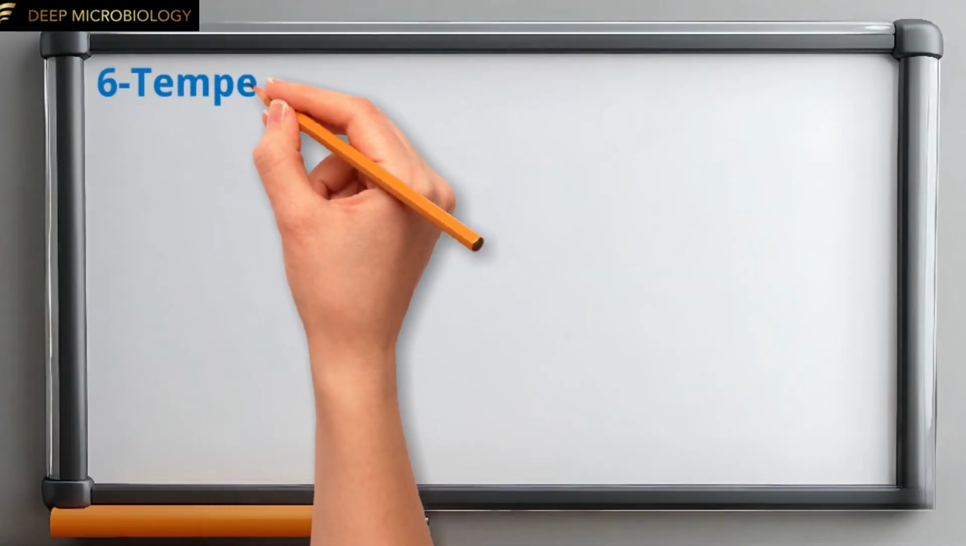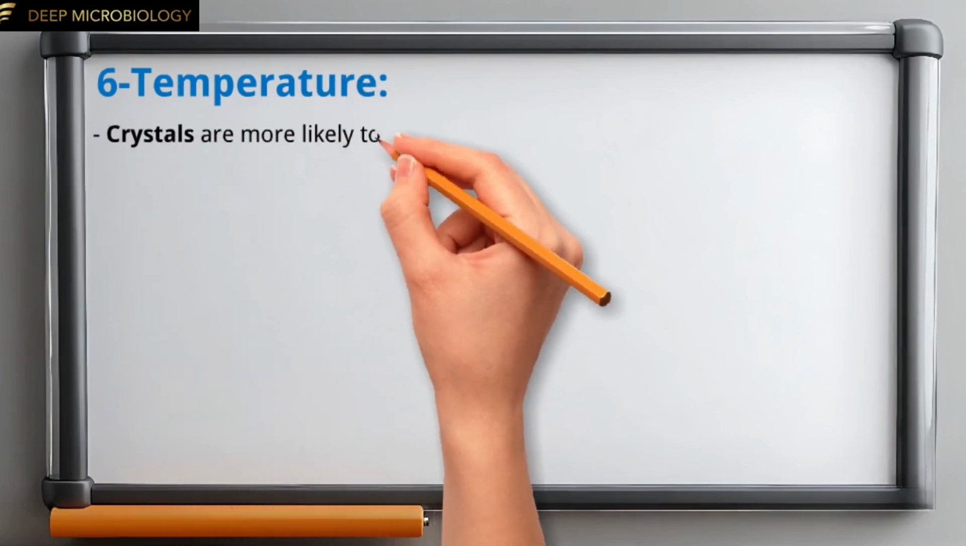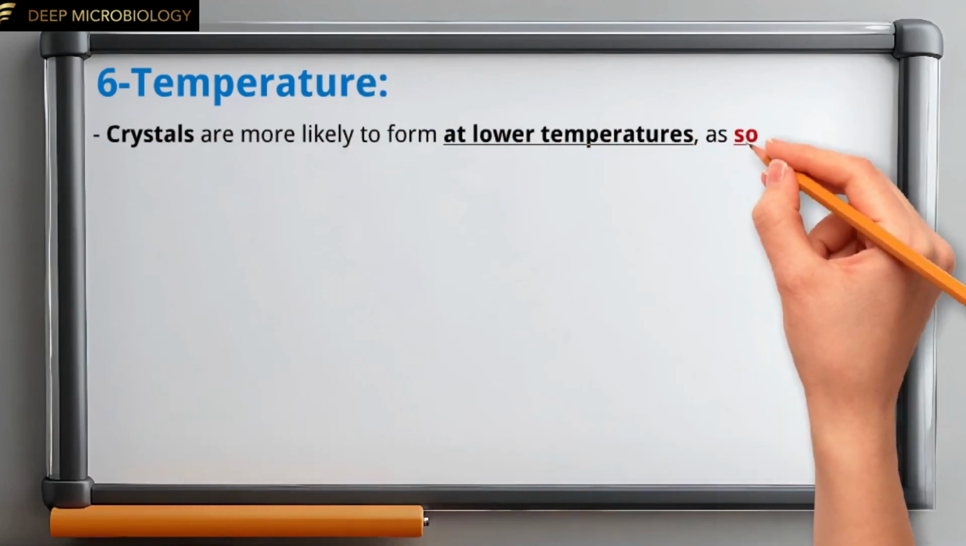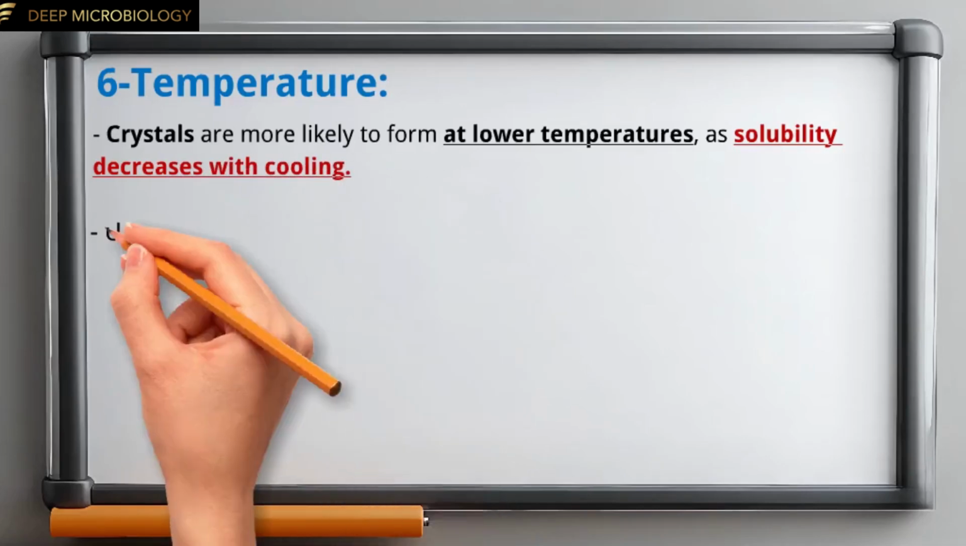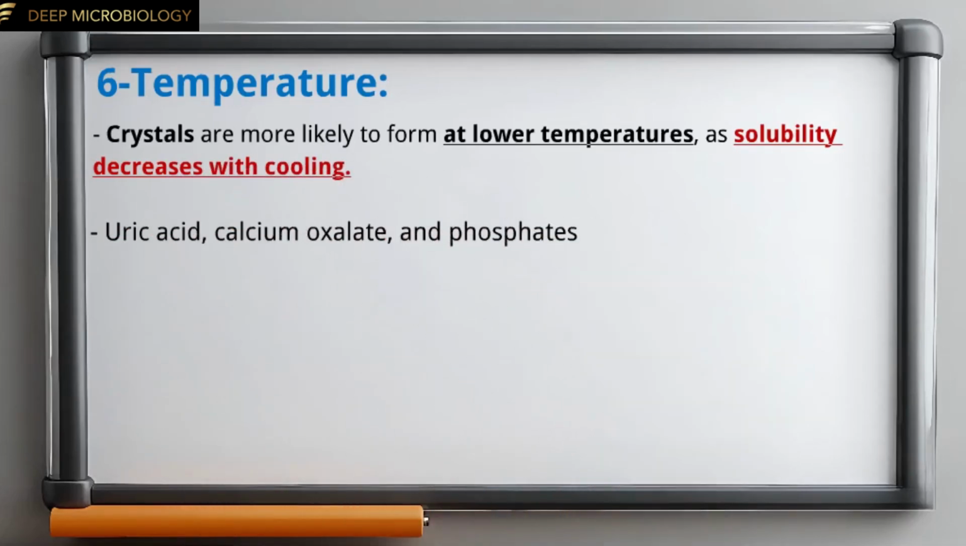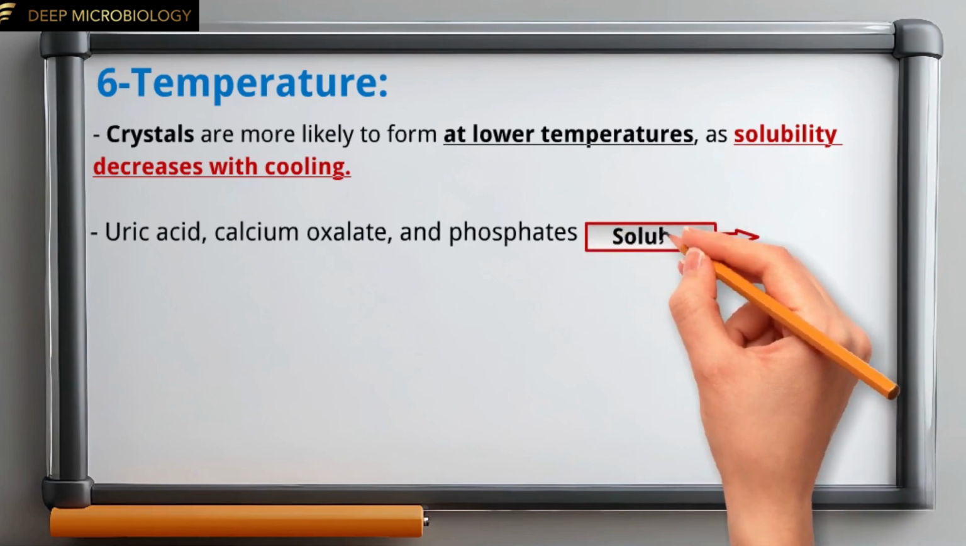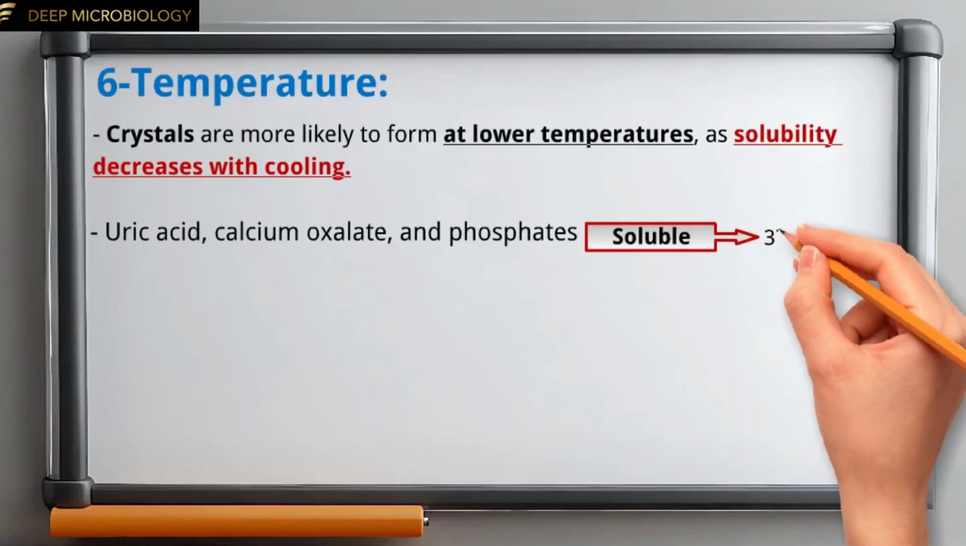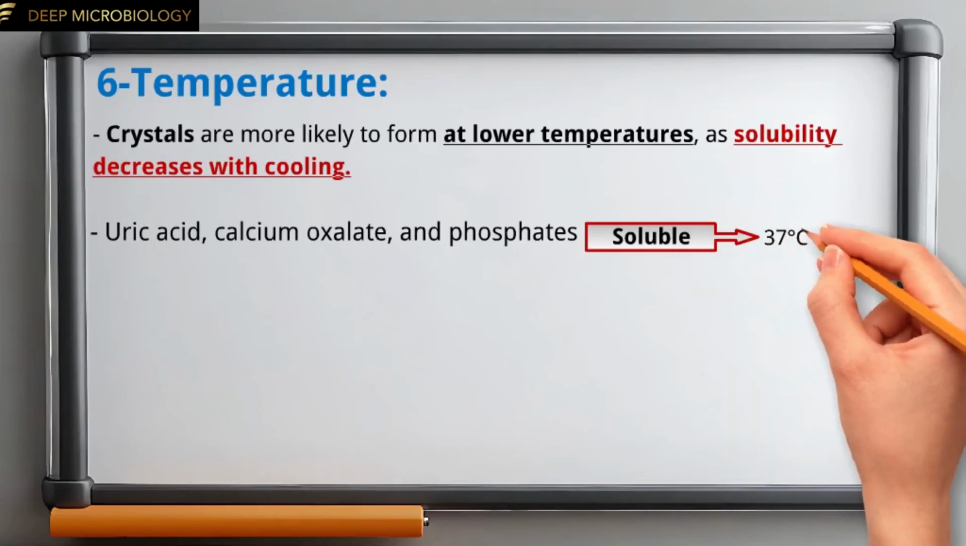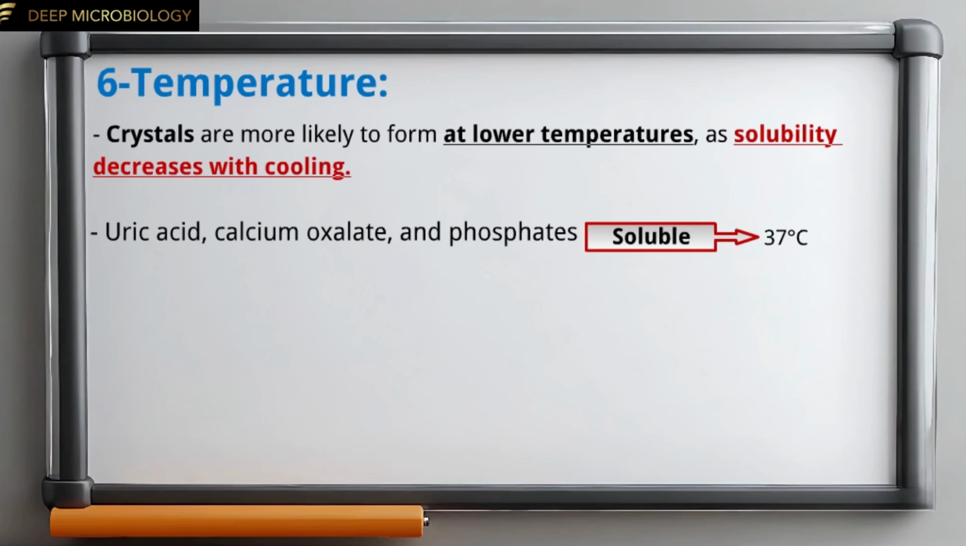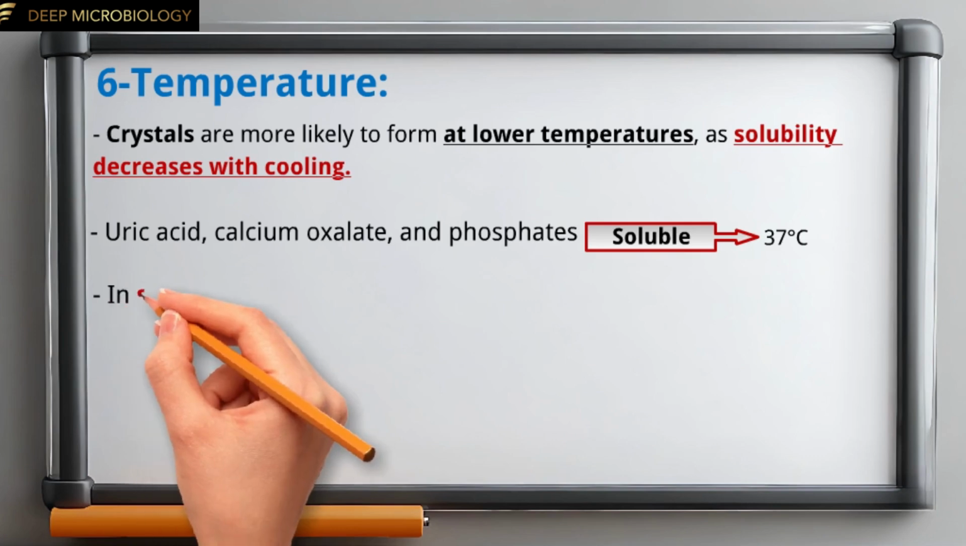6. Temperature. Crystals are more likely to form at lower temperatures, as solubility decreases with cooling. For example, compounds like uric acid, calcium oxalate, and phosphates, which are normally soluble in body temperature urine, around 37 degrees Celsius, can exceed their solubility limits as the urine temperature decreases. This leads to supersaturation and subsequent crystallization.